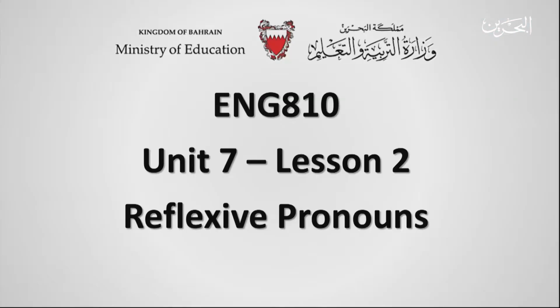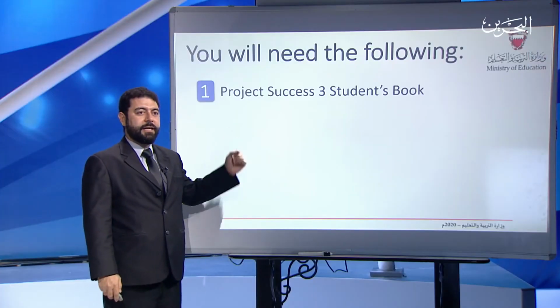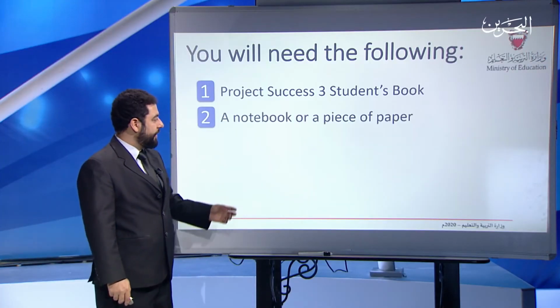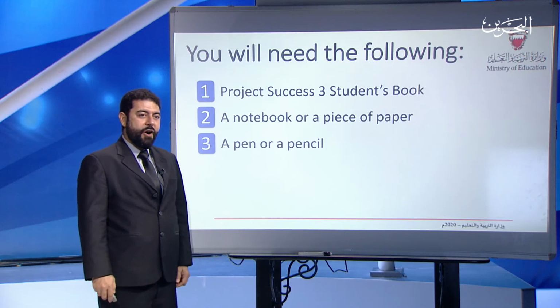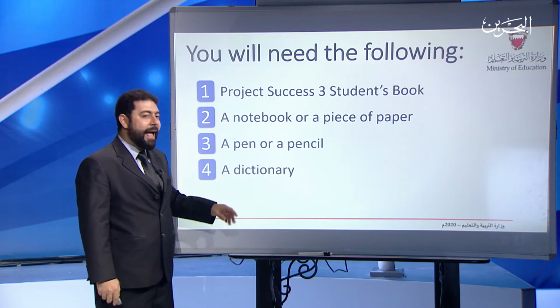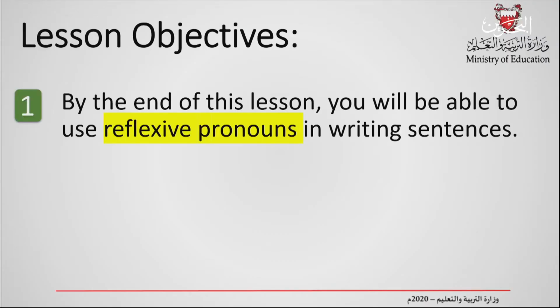This lesson is for English 810 for technical and vocational schools. It is Unit 7, Lesson 2, Reflexive Pronouns. In order for you to do the lesson well, you need the following. Number 1, Project Success 3 Student's Book. Number 2, a notebook or a piece of paper. Number 3, a pen or a pencil. Number 4, a dictionary. Now, let's go over lesson objectives. By the end of the lesson, you will be able to use reflexive pronouns in writing sentences.